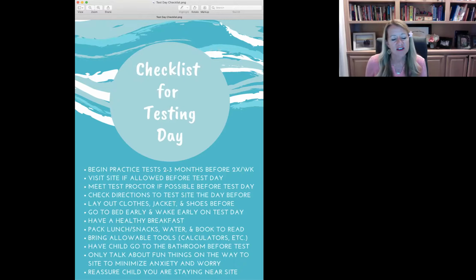Check the directions on your maps if you don't know where the test site is, just to make sure you know how long it's going to take to get there. You want to lay out clothes, a jacket in case it's cold in the room, and shoes the day before. Go to bed early and wake up early on test day. Have a healthy breakfast, pack a lunch, snacks, water, and be sure to bring a book to read, because sometimes students have a break and they just have to sit there and they're not allowed to have paper or pencil or anything. So have them bring a book that they're currently reading and enjoy to kind of take their mind off of the day. Bring allowable tools such as calculators or anything else that the proctor says that is allowed.